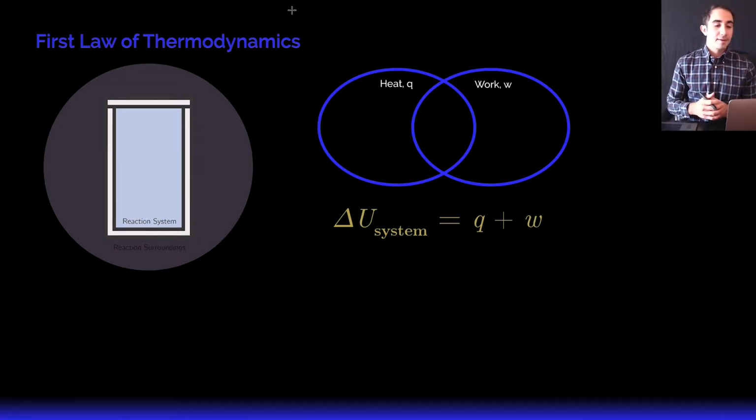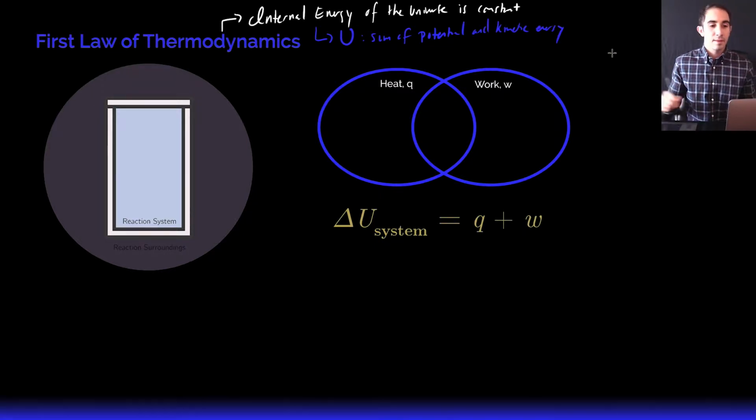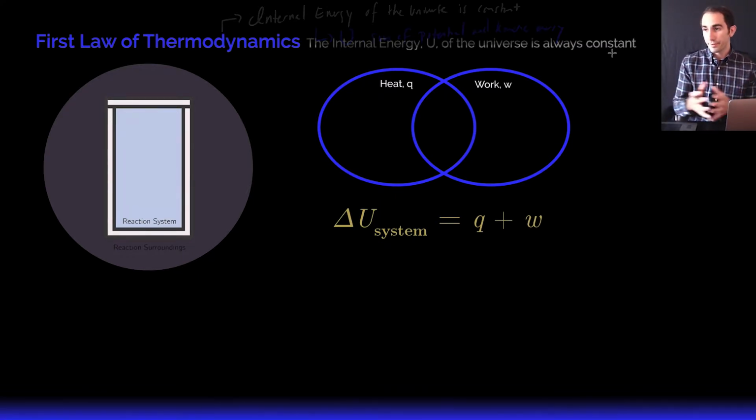The first law of thermodynamics has a pretty simple definition. In fact, it is just that the internal energy of the universe is constant. And the internal energy can be defined as U, which is the sum of the potential and kinetic energy of either the system, the surroundings, or in this case, what we're talking about is the universe.